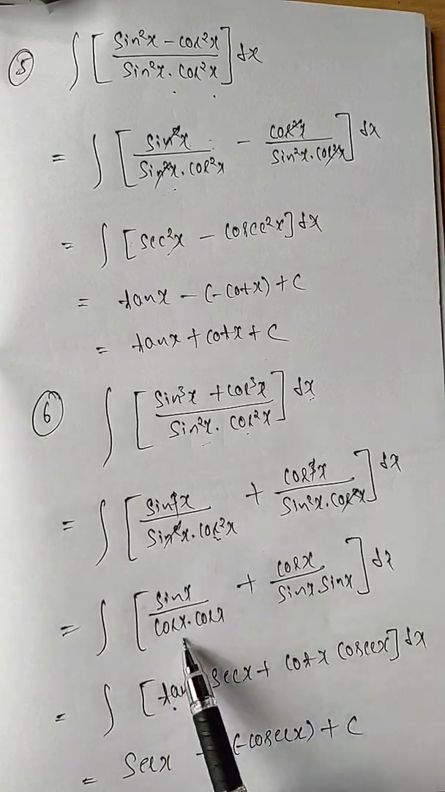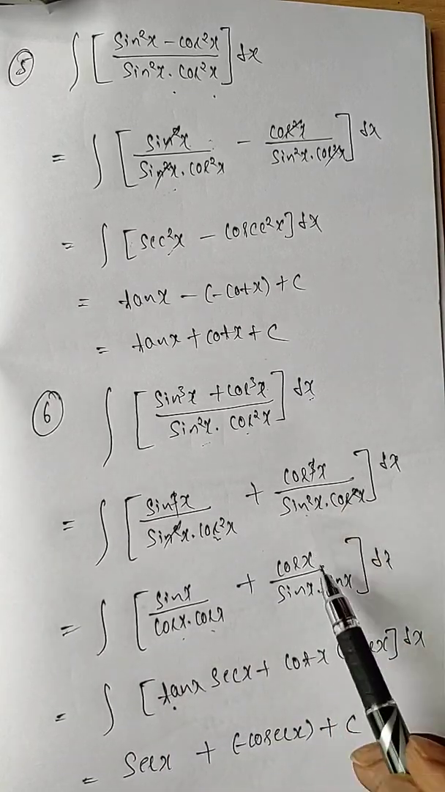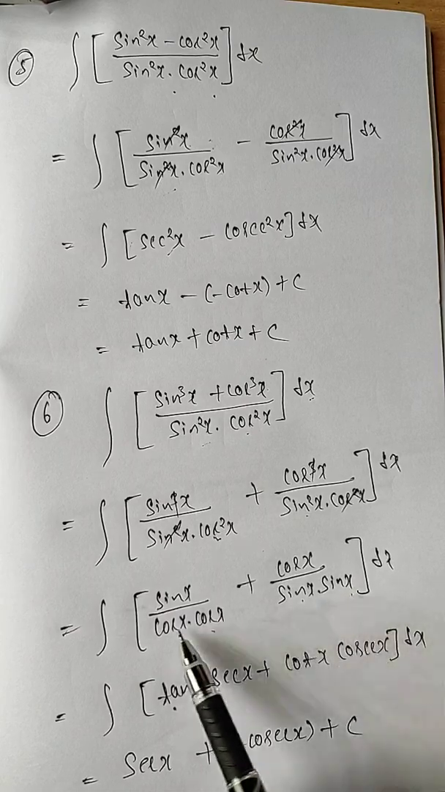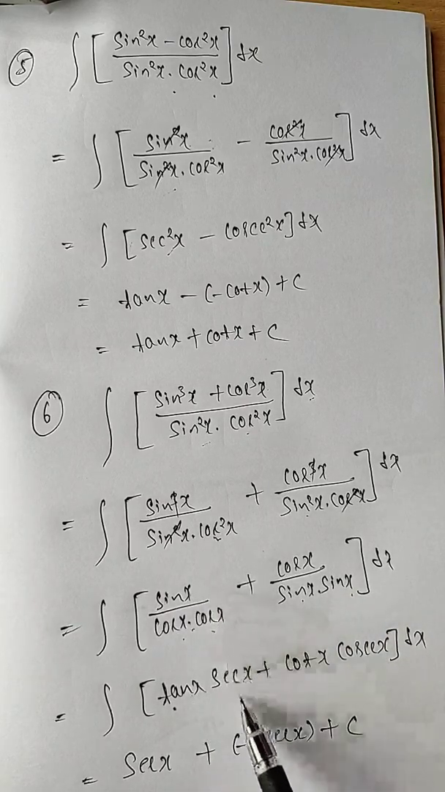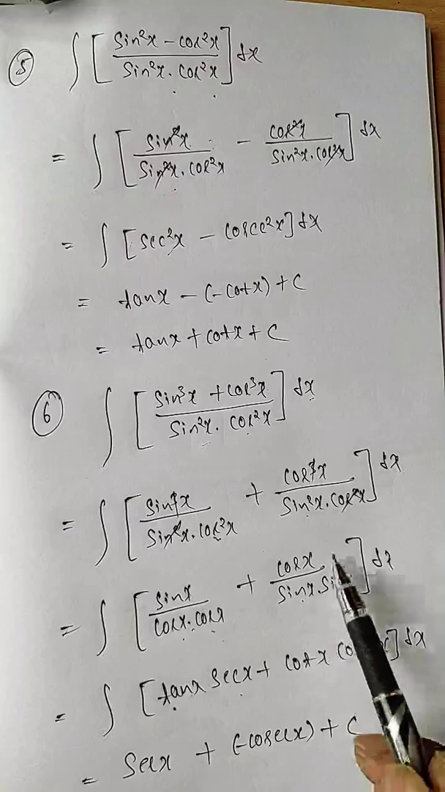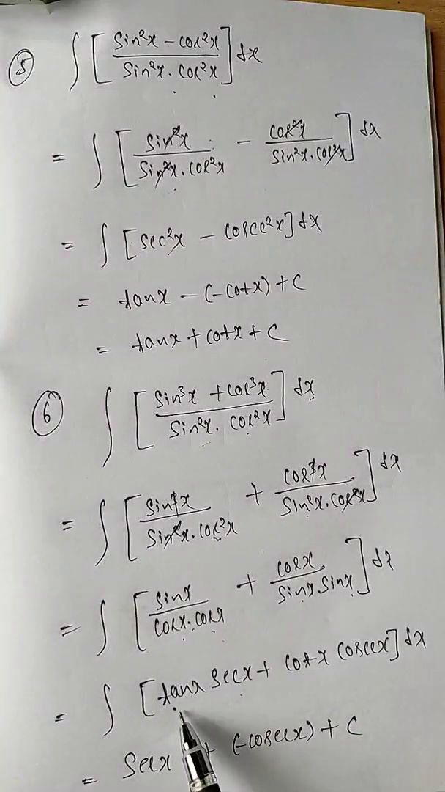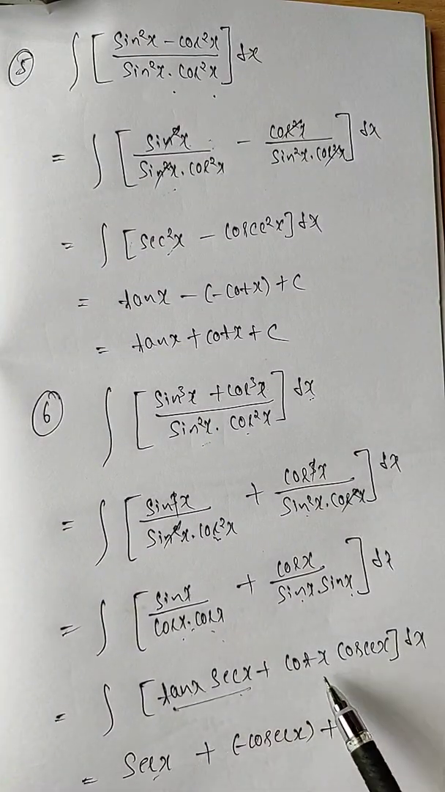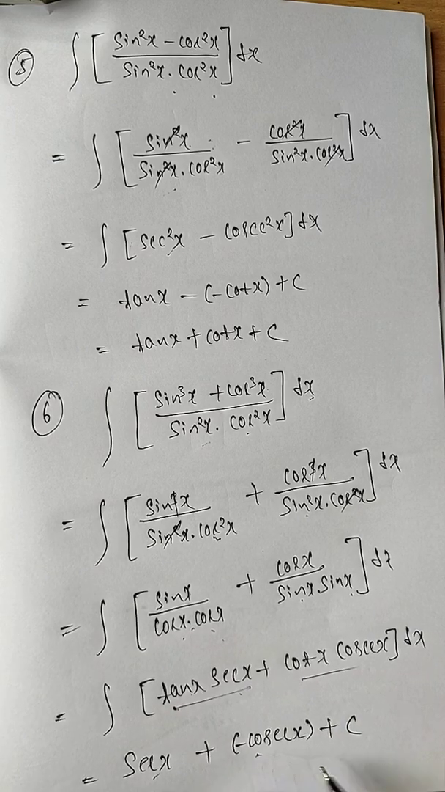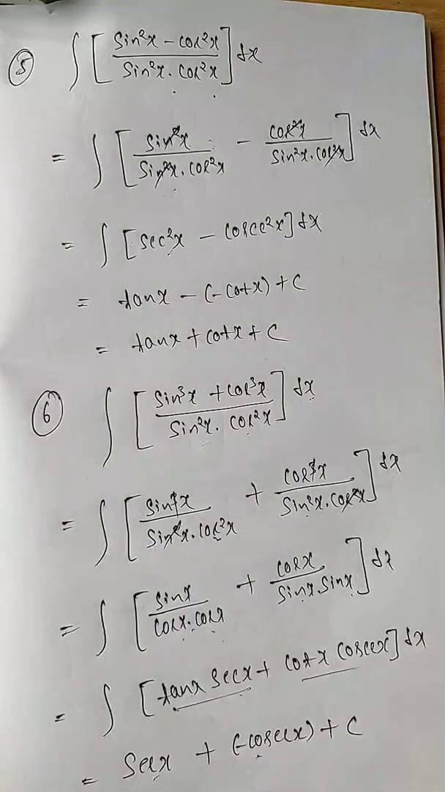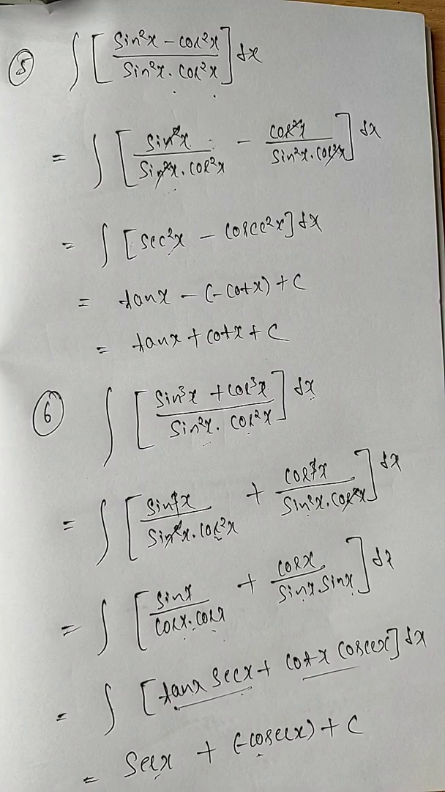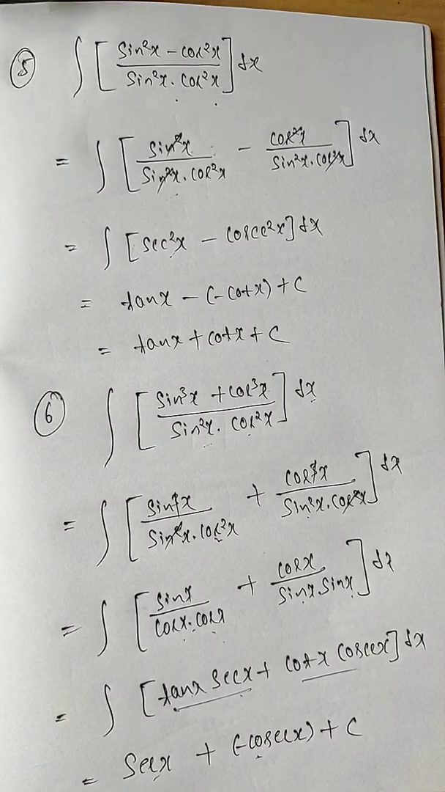Cos square x I am writing as cos x into cos x. Cos x by sin square x I am writing as cos x by sin x into sin x. Sin x by cos x is tan x, 1 by cos x is secant x. Cos x by sin x is cot x, 1 by sin x is cosecant x. What is the integration of secant x into tan x? Secant x. The integration of cosecant x into cot x is minus cosecant x plus c. Is it clear? Is it okay? So take a screenshot of this problem and copy it to your notes.